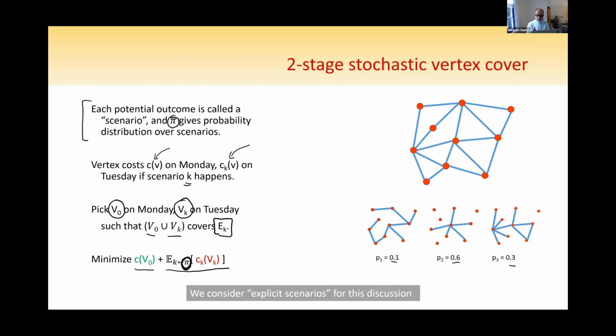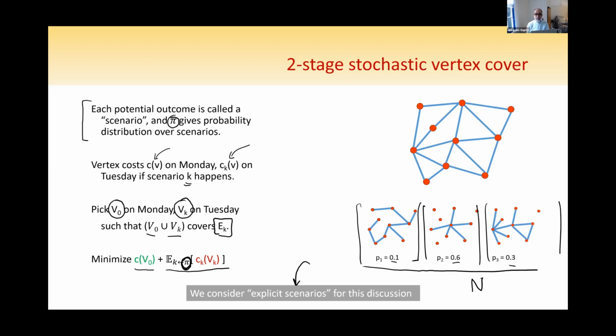So for simplicity, for the first half of today's lecture, let's consider the explicit scenario model. I give you this list. I'll give you a long list. I'll say, hey guys, this is going to happen 10%, this 60%, whatever. And let's say that this list is of size capital N.